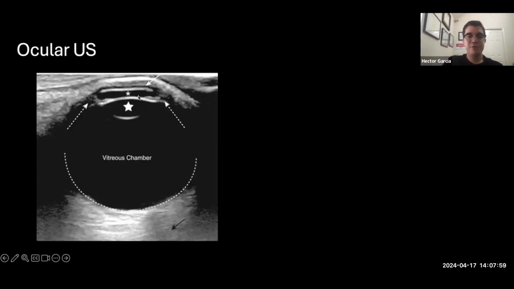Okay, ultrasound can also be used for ocular trauma. Here we can see the lens, which is what this arrow is showing. This asterisk is showing the anterior chamber, and then the star is showing the lens, and these dashed arrows are showing the ciliary muscles. This is the vitreous chamber, and this is the retina. And this black arrow is showing the optic disc, the optic nerve.